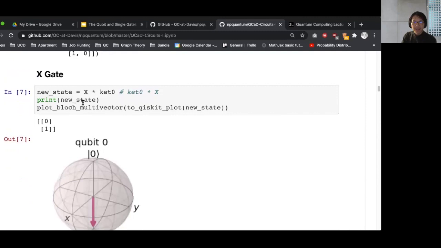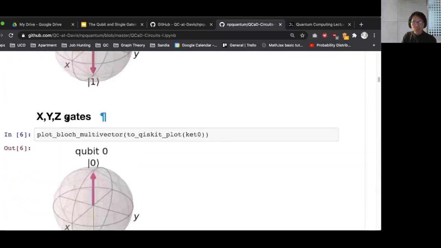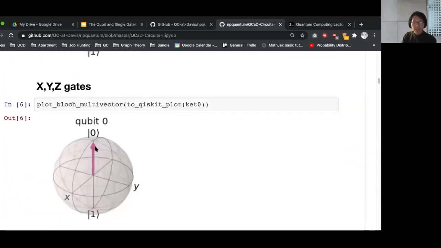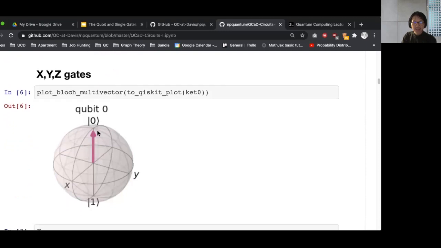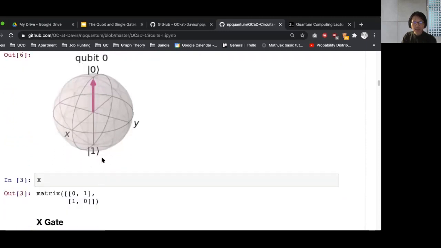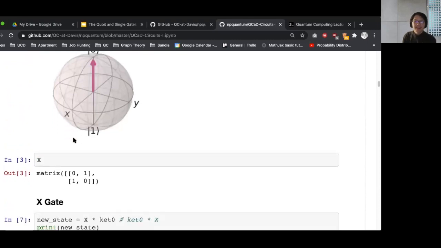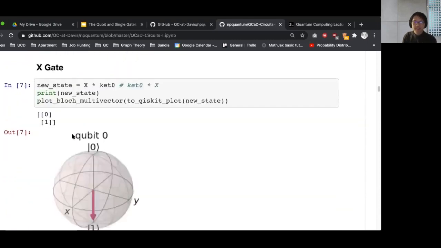So the X gate, all that does, like these X, Y, and Z gates, they just rotate. So if you look at my Bloch sphere here, I have my x-axis, my y, and my z. So the X gate just turns it 180 degrees and it brings it down to 1. So this is almost like the NOT gate in traditional computing, I should say. So we go from 0 to 1 and from 1 to 0.